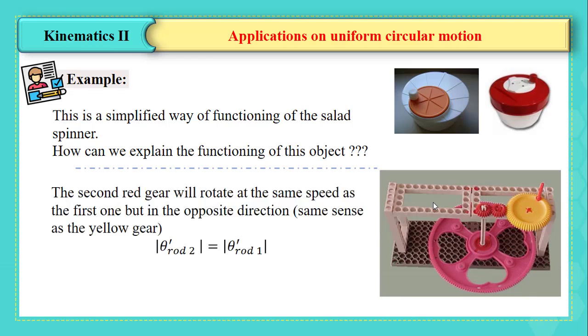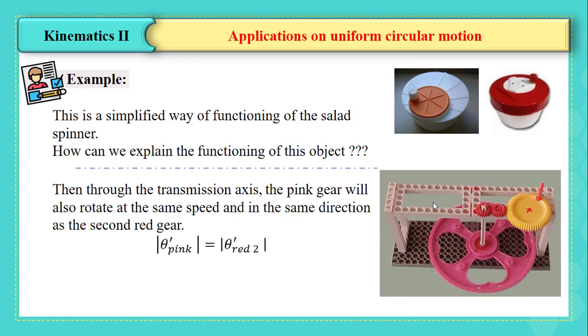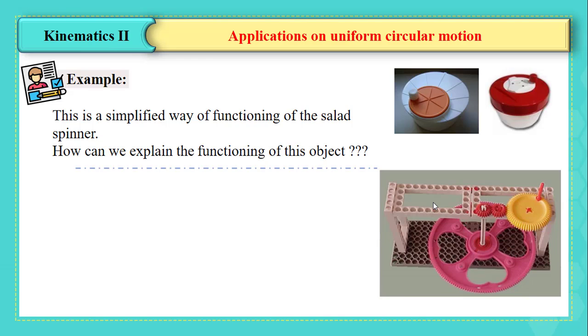The second red gear will rotate at the same speed as the first one, but in the opposite direction, same sense as the yellow gear. Then θ'red2 is equal to θ'red1. Then, through the transmission axis, the pink gear will also rotate at the same speed and in the same direction as the second red gear. Then θ'pink is equal to θ'red2.